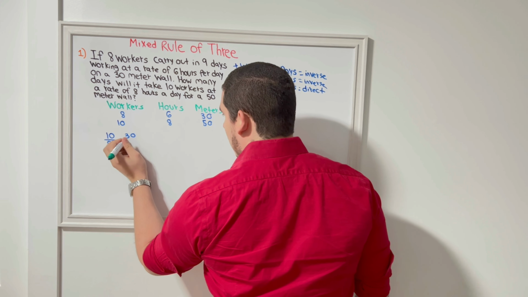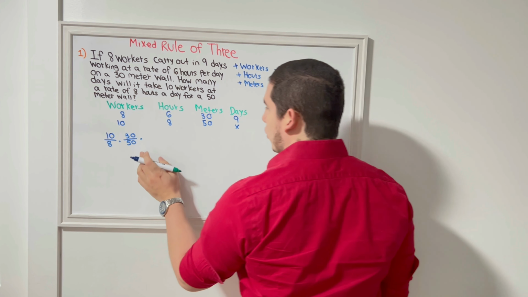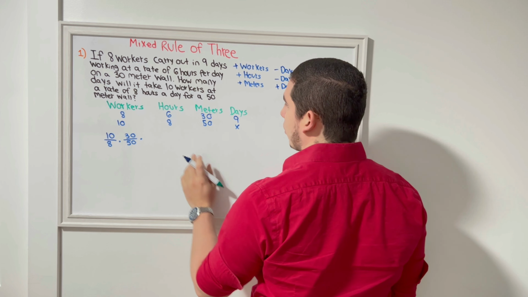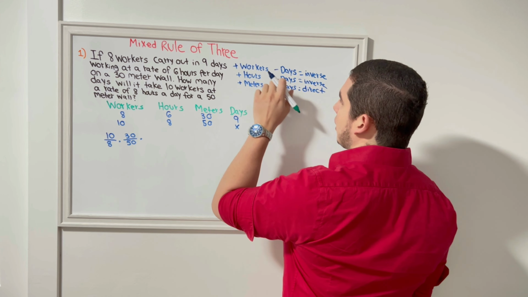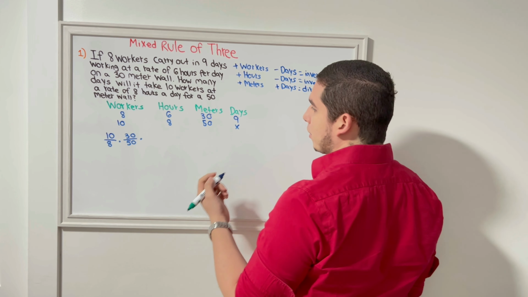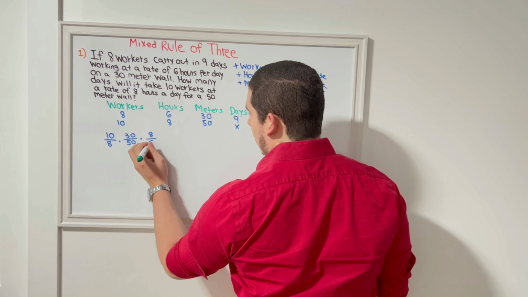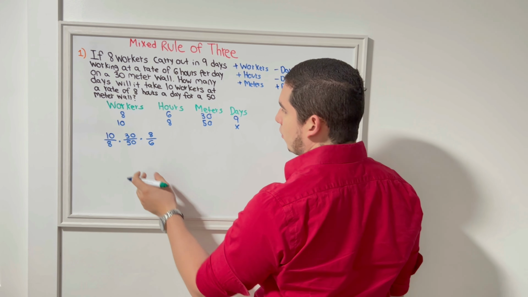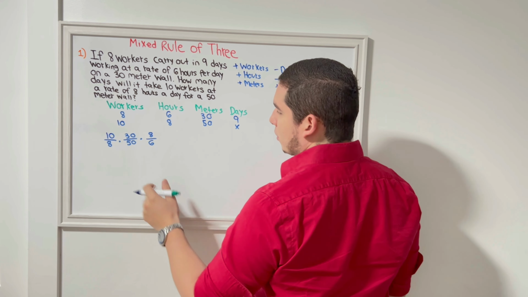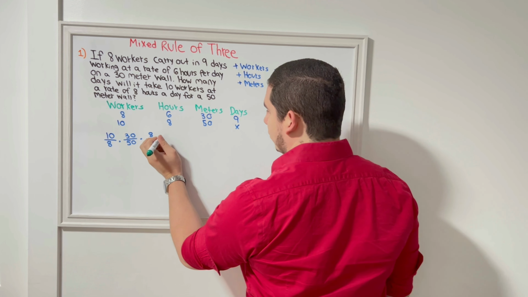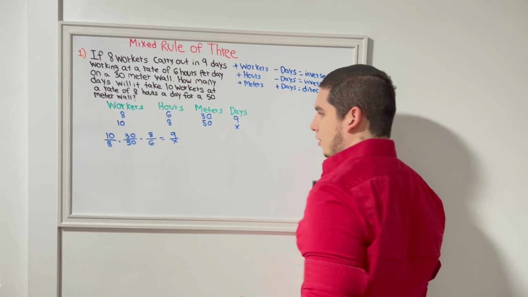30 divided by 50. This is multiplying hours. And the hours, we said that when we have more hours, it takes less days. Therefore, it's an inverse. Therefore, this is going to be 8 divided by 6. Perhaps you may be asking yourself also, why did I write down this first? It's because I wanted to leave the big numbers in the middle. You're gonna see why. And this equals 9 over x.